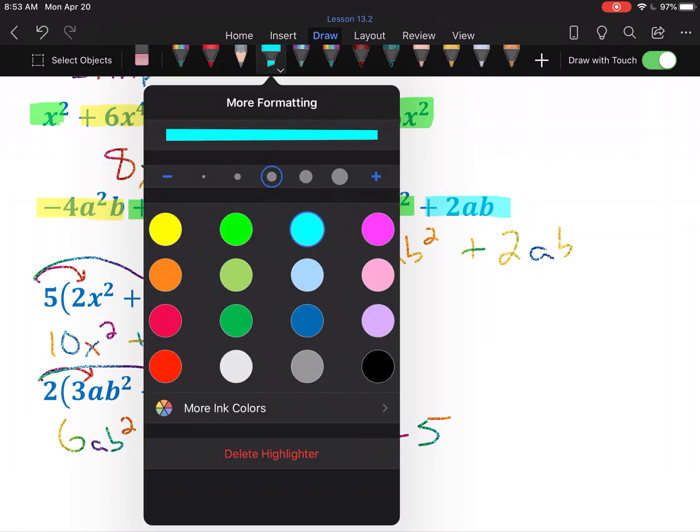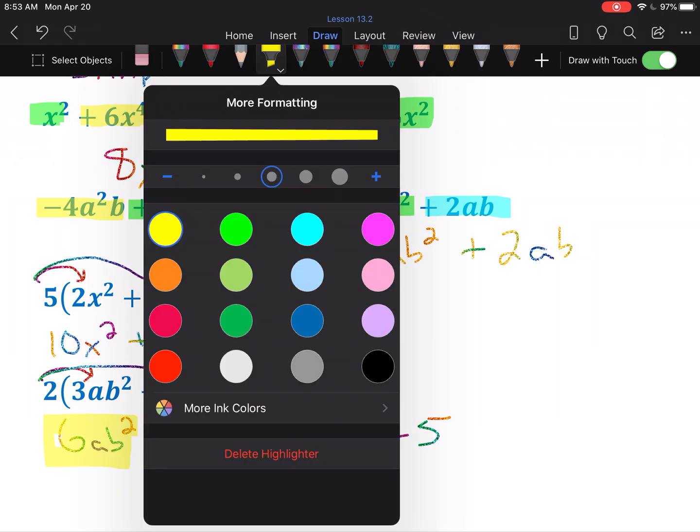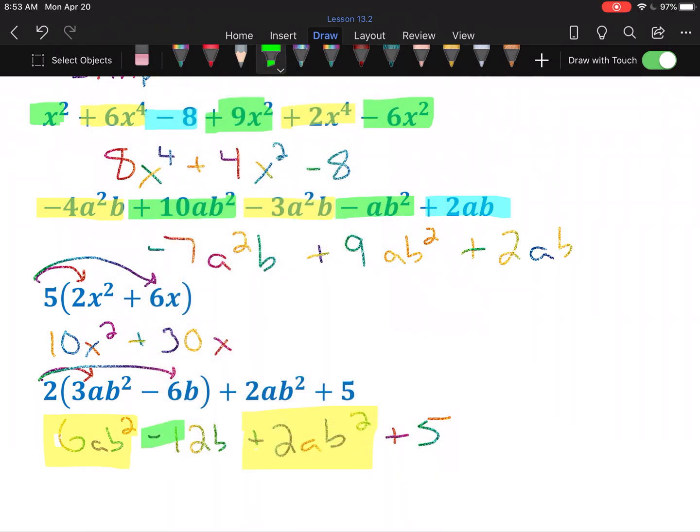And now my terms, we have the 6ab squared out here, the positive 2ab squared there, and then the negative 12b doesn't have any other b's to combine with, and the positive 5 out here doesn't have anything to combine with either. So they are separate terms. So just combine the two yellow boxes here. That's going to be 8ab squared, and then bring along the other two terms that have nothing to combine with.